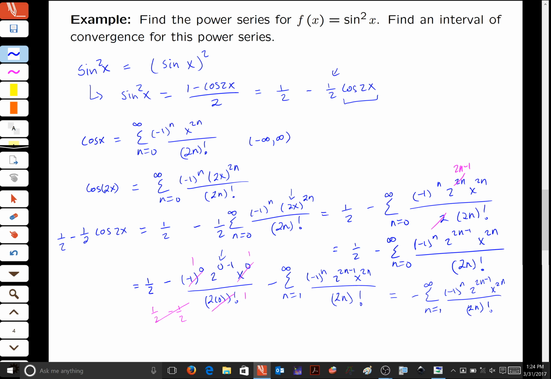Okay, so any other questions? Yeah. How does 0 factorial equal 1? That's just a definition of 0 factorial.